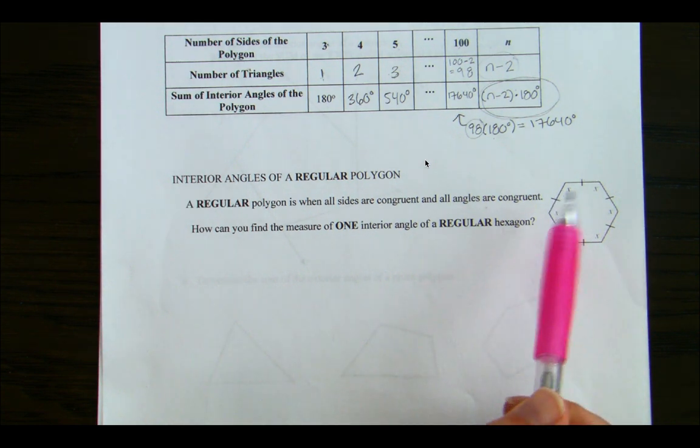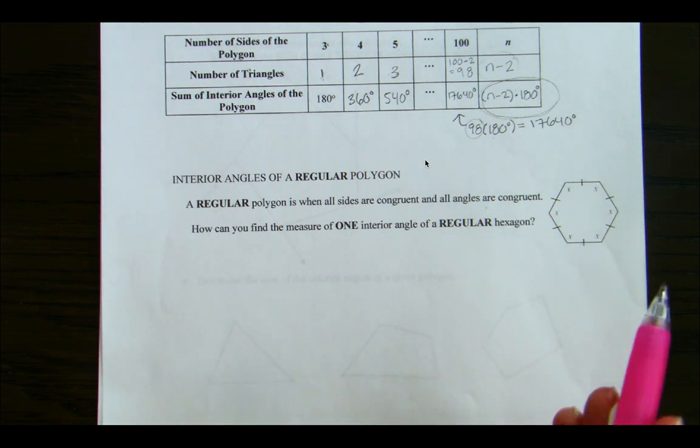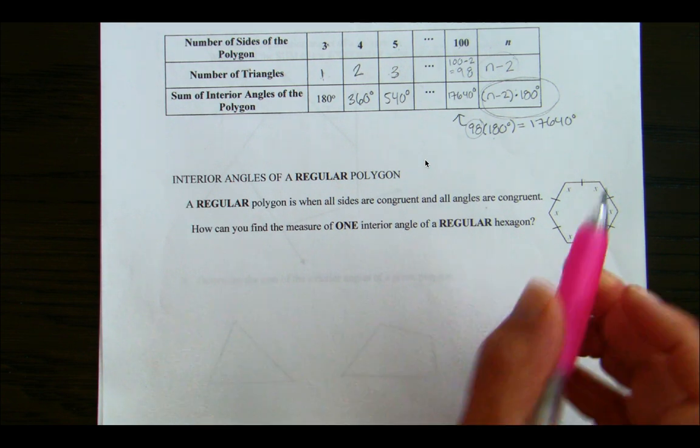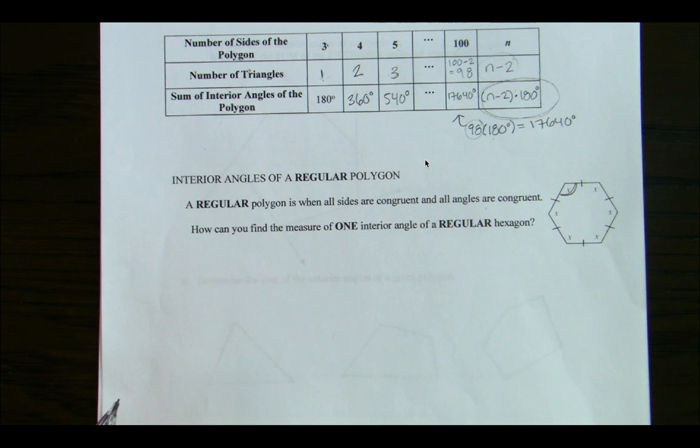Notice that we have parallel sides. All the sides are congruent. All the angles are congruent. That's what makes it a regular polygon. We like to use regular polygons as much as possible because then we're actually able to determine individual angles. So I can determine the individual angle of just one of those, given that it is a regular hexagon. How can I find it knowing the information I have right now?